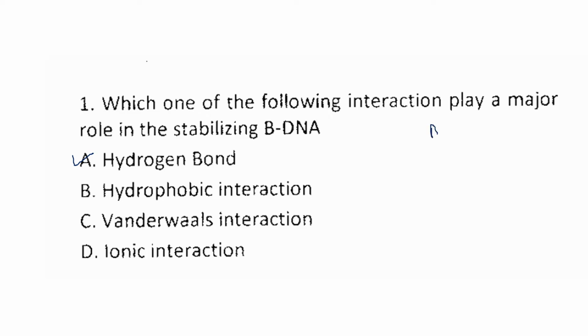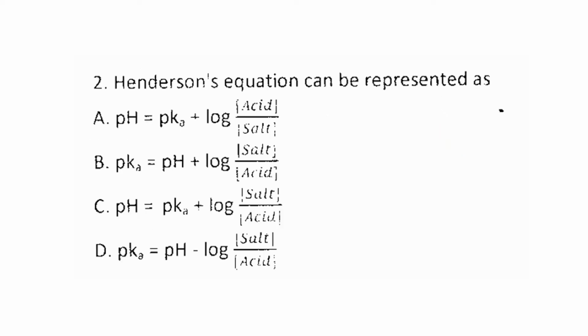All of us know that there are two hydrogen bonds present between A and T, and three hydrogen bonds present between G and C. So the answer is A. Next question is, the Henderson-Hasselbalch equation can be represented as, so the correct representation among these is A, pH equals pKa plus log of salt by acid.